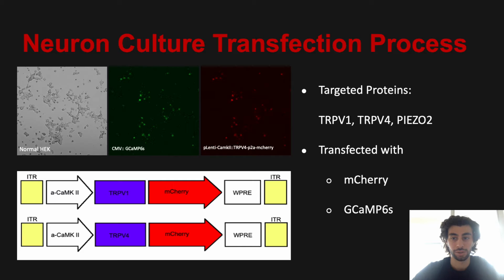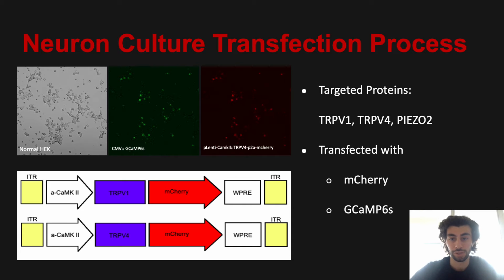Such a calcium ion channel would be TRP1, for example, that is thermally sensitive, or TRP4 and piezo2, which are both mechanically sensitive. The gene maps for this plasmid for TRP4 and TRP1 are seen in the bottom figure. This transfection uses a fluorescent protein marker, mCherry, to indicate a successful transfection, and this can be seen in the top right image. You'll notice that it glows a fluorescent red color.